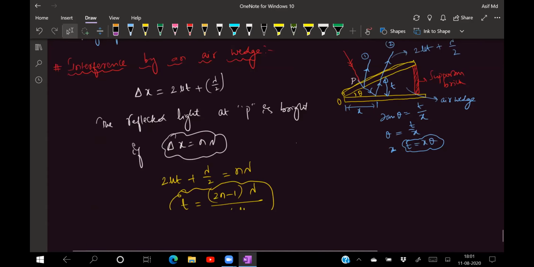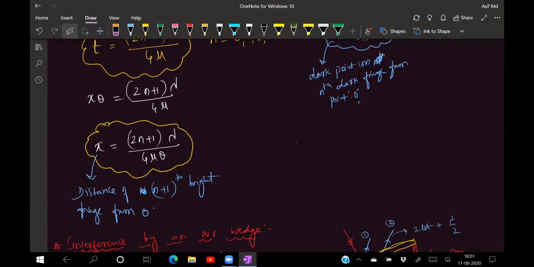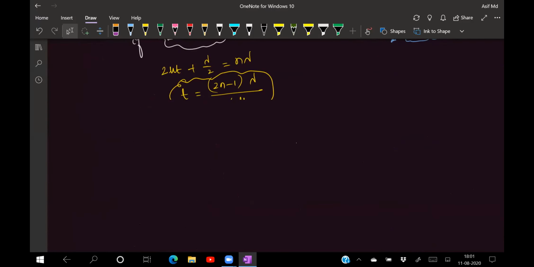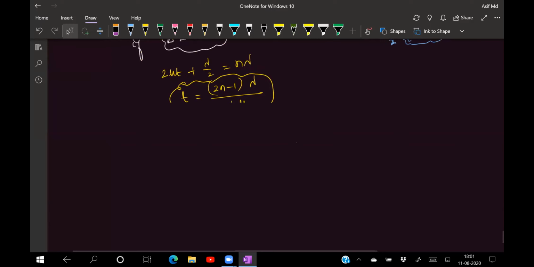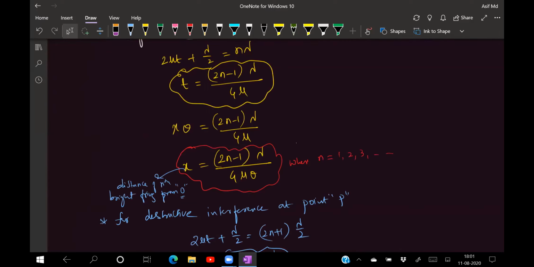What is the difference in the previous condition? Previously we got 2n plus 1, and now I'm getting 2n minus 1. So it is 2n minus 1, and we start the value of n not from 0 but from 1. Those are the 4 formulas you need to remember for competitive examinations related to interference of thin wedge films. Are the conditions clear for you?